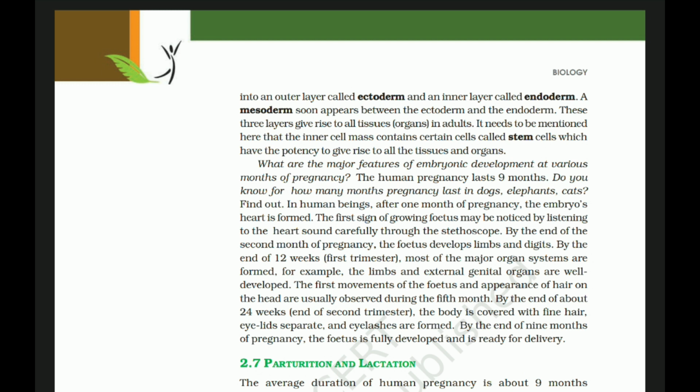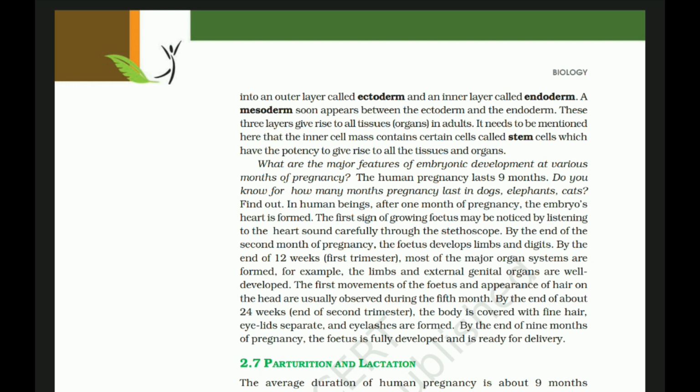By the end of the second month of pregnancy, the fetus develops limbs and digits. By the end of the 12-week first trimester, most of the major organ systems are formed. For example, the limbs and the external genital organs are well developed. The first movements of the fetus and appearance of hair on the head are usually observed during the 5th month.